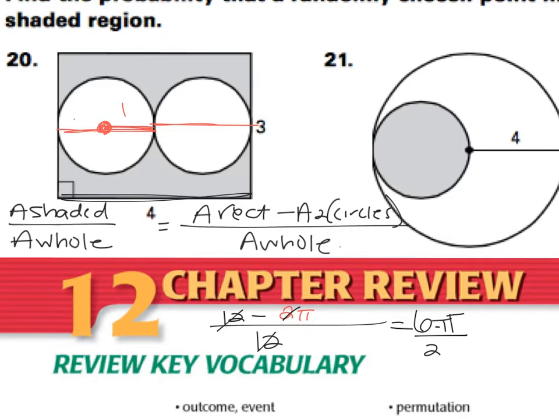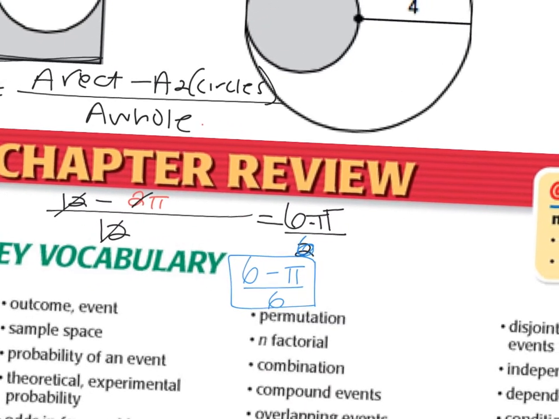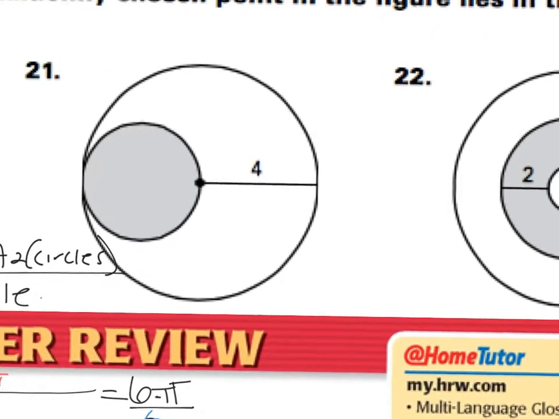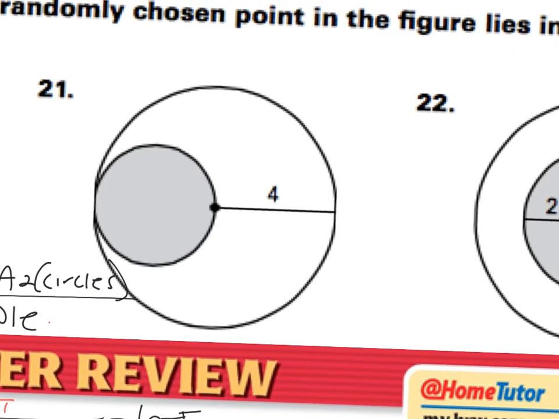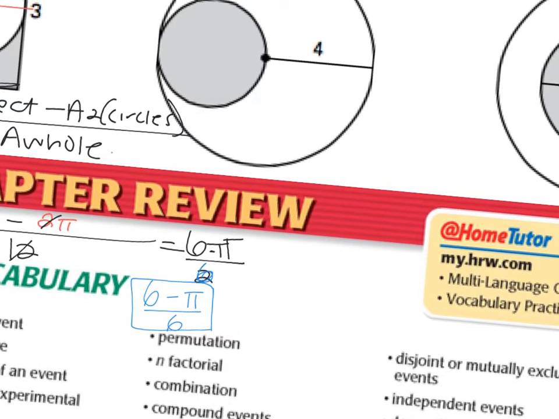So you'll keep it in terms of pi. That's 6 minus pi over 2. Nope, over 6. Questions on that one? Okay, 21. 6 minus pi over 6. Leah.